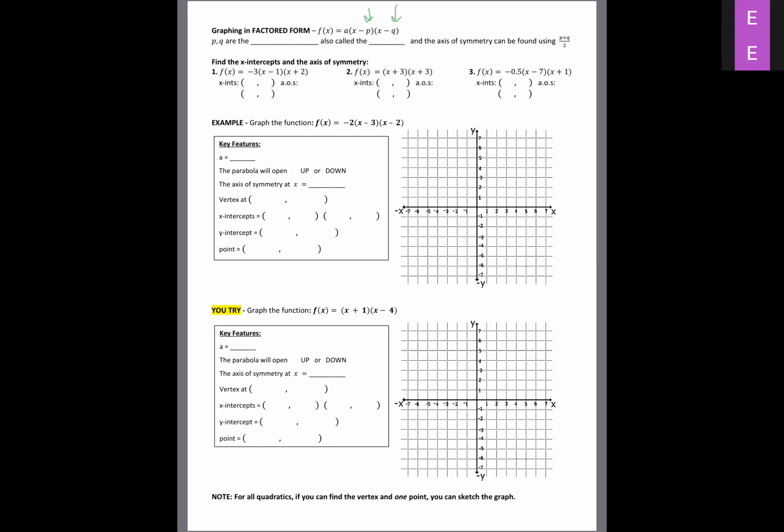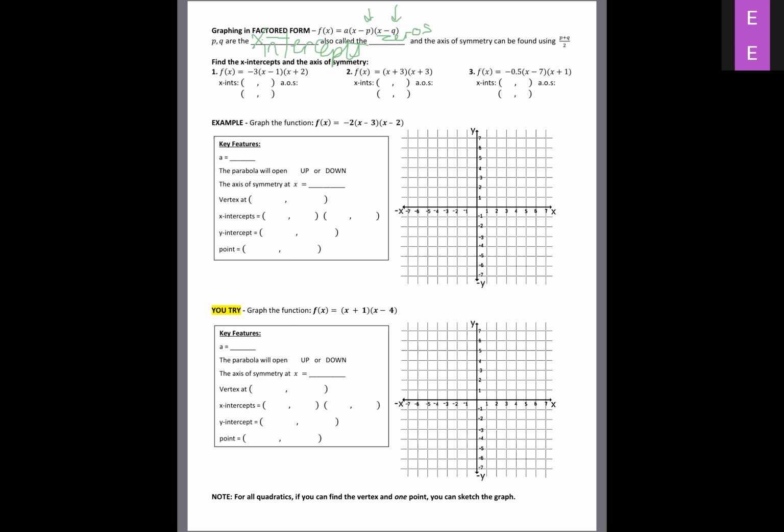So let's see, P and Q are, I guess they want x-intercepts right here. P and Q are the x-intercepts, also called the zeros. Okay, so to find the axis of symmetry this time, because I don't know where my vertex is, the easiest way is to just add P and Q together and divide it by 2. So that's going to get you that x-coordinate of the vertex, which is your equation for the axis of symmetry. So pretty cool. So let's take a look at the first one.